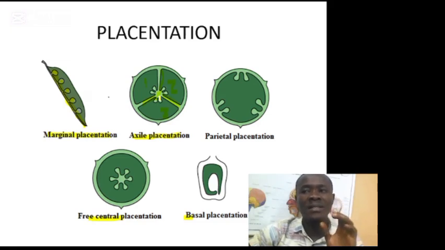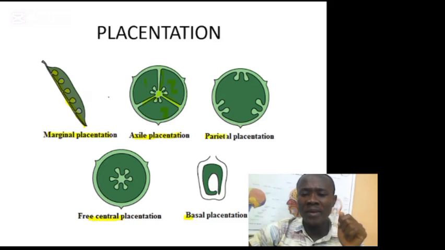It doesn't mean it has to be all the time six. It can be more than that. It doesn't mean it has to be three locules. Even if you have two locules, it is part of axial placentation. Examples of axial placentation, we have in citrus fruits like oranges, grapes, lemon, etc.